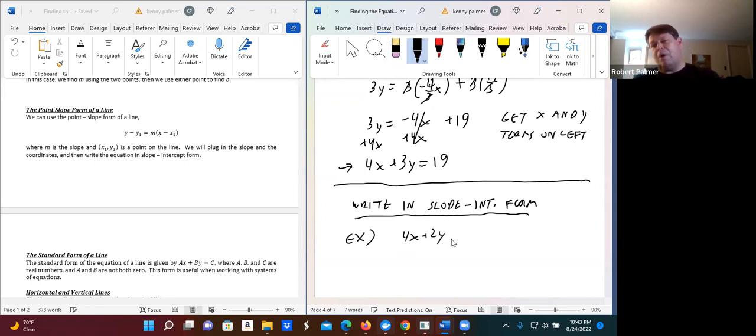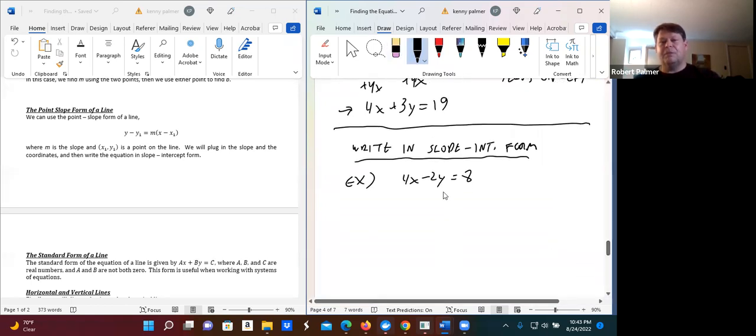4x plus 2y. I should make it 4x minus 2y. How about that? Just a change. 4x minus 2y is equal to 8. Okay. Now, here, to do this, we solve for y.